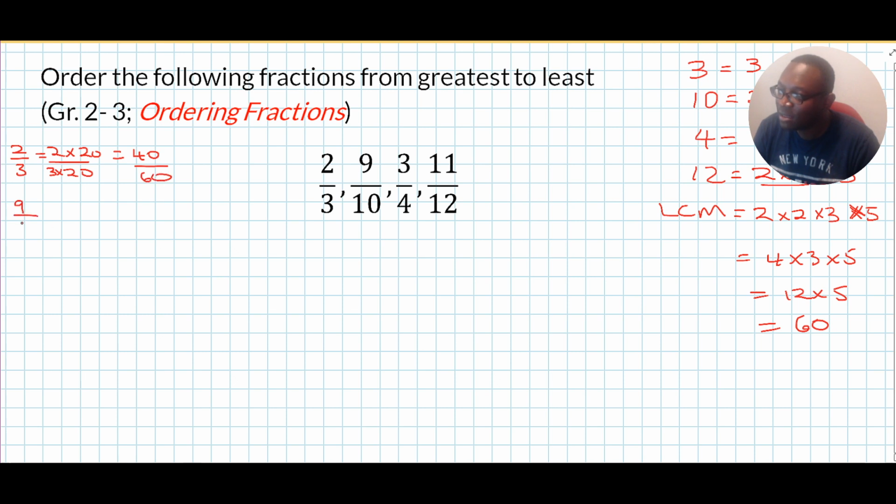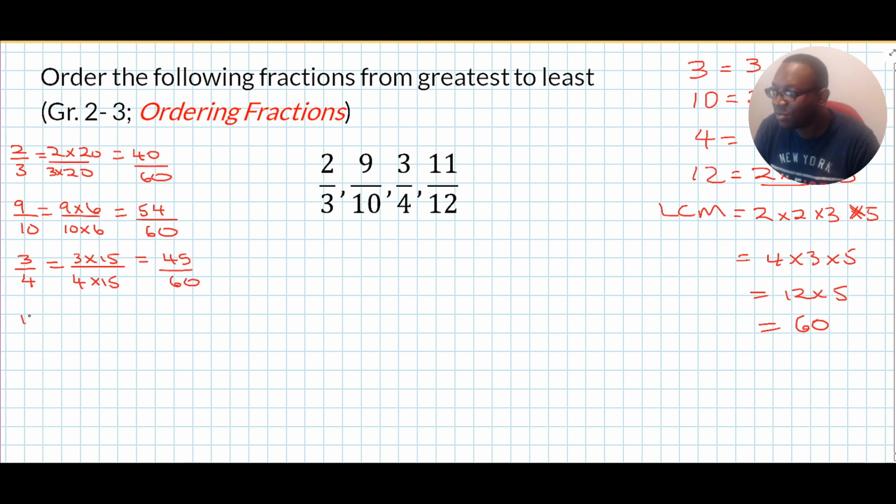Then 9/10, I need to multiply 10 by 6. Also multiply 9 by 6. 9 multiplied by 6 is 54. 10 multiplied by 6 is 60. And then 3 over 4, I'm going to multiply 4 by 15. And here I'm going to multiply 3 by 15. So this will give you 45 over 60.